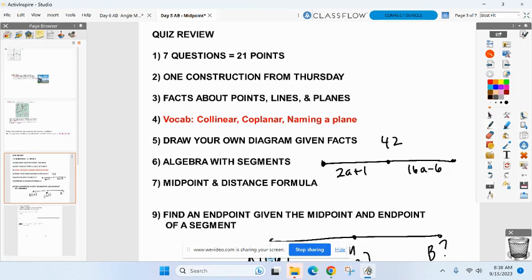I already talked. There's one construction from yesterday. It's going to be one of those 4 from your homework or find the midpoint. Be prepared for all of them. Facts about points, lines, and planes. What do I mean by that?